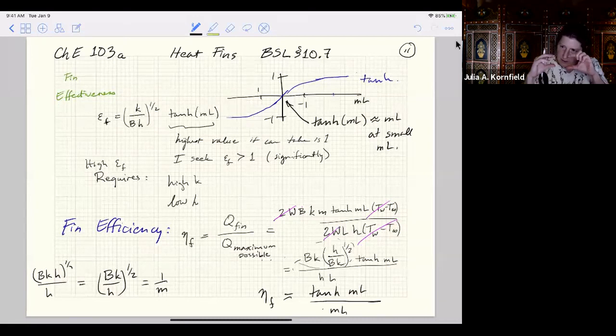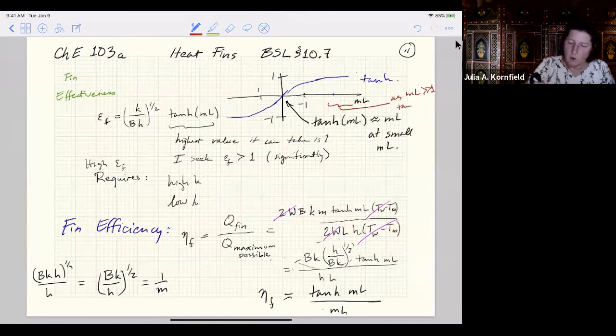Then we've added on this little bit of fin, and all of it is at T hot, the temperature of the wall. And so it's 100% utilized. So eta F is 1. Makes sense. Then as we go further and further out, as we go to large ML, then tanh just approaches 1.